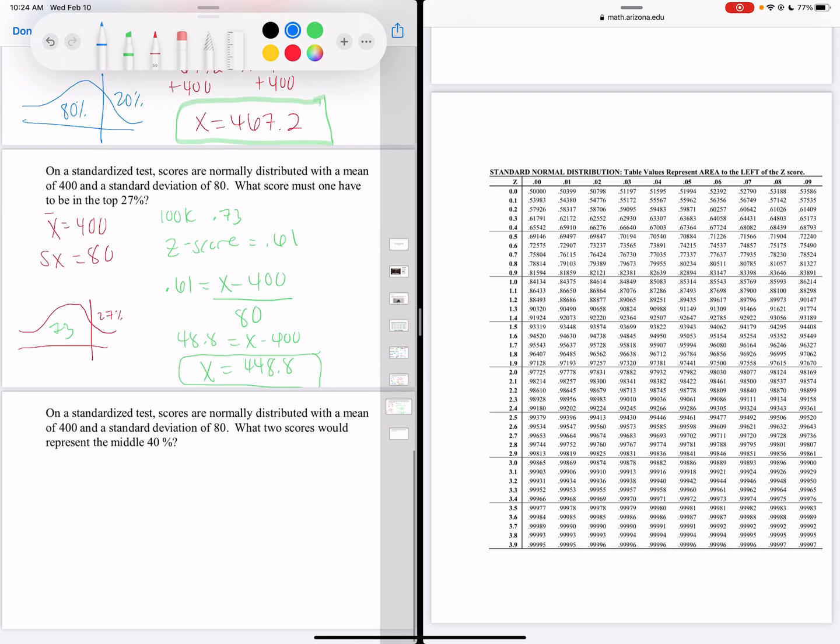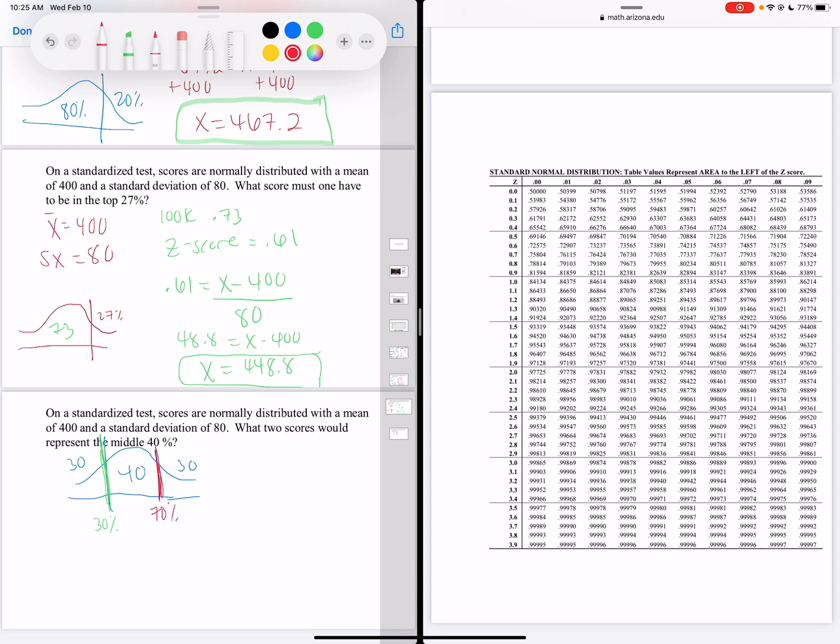And then the middle 40%, that's the most annoying one to do. So the middle 40%, that means that there's 30% and 30% left over on the tails. So I would always just suggest drawing these little bell curves just so you can know what the percentage is that you're looking for. So for this green line, I'm looking for 30%. However, for the red line, I'm looking for 70%.